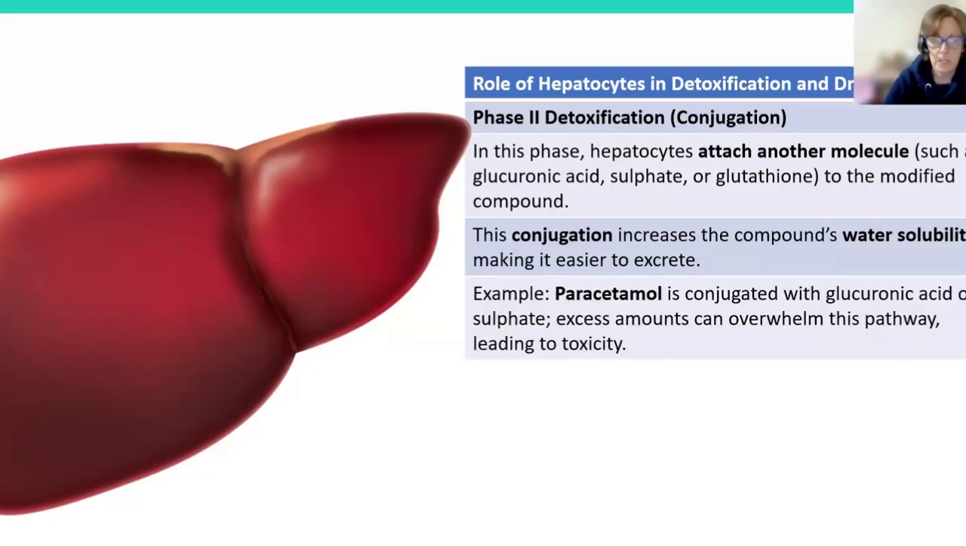But paracetamol is an example of a drug which can be quite toxic, and that is one which is conjugated, or stuck together with another chemical, glucuronic acid or sulfate, to get rid of it from the body, to break it down, to detoxify it. If you take excess amounts of paracetamol, it can overwhelm this pathway, so the pathway can't cope quick enough and it can lead to toxicity.